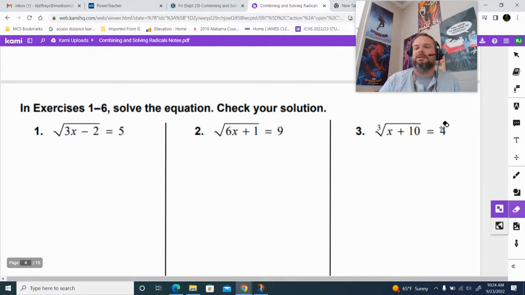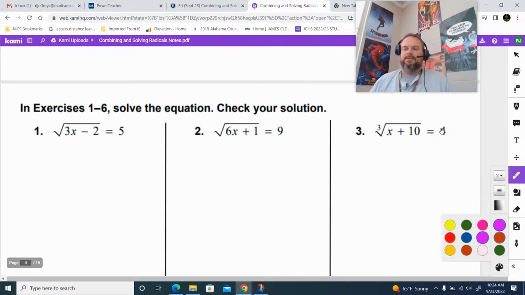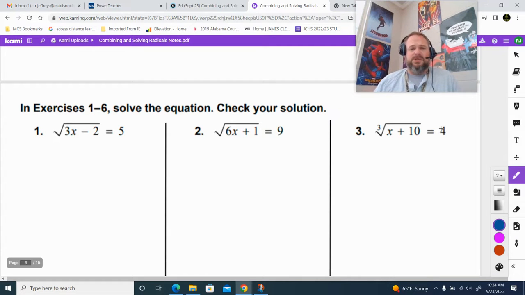It's kind of like we've been learning Ninja Turtle math this week. Radical. Okay. Yeah, I went there.